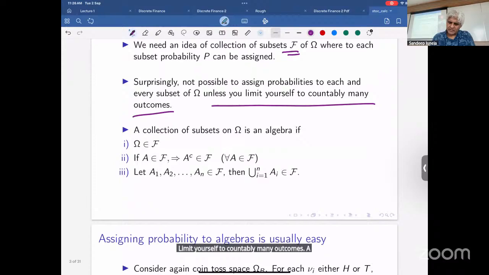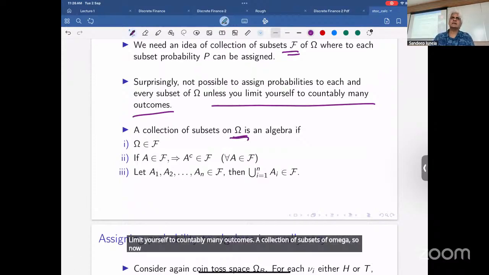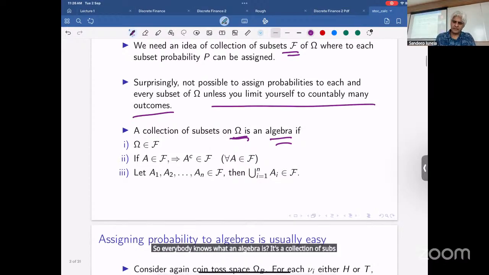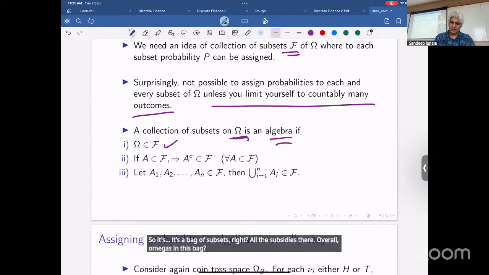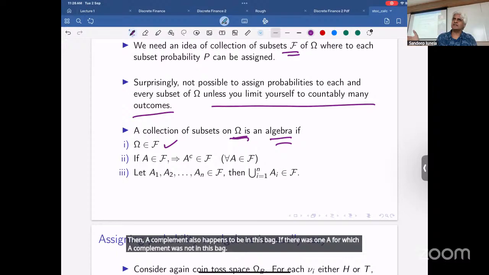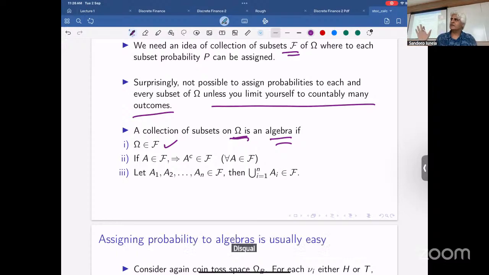A collection of subsets of omega. So now we'll start collecting subsets where we can assign probabilities. That's where we're going with this. So we'll start with an algebra. So everybody knows what an algebra is? It's a collection of subsets, so it's a bag of subsets, right? All the subsets are there. Overall, omega is in this bag. If you happen to find a set A in this bag, then A complement also happens to be in this bag. If there was one A for which A complement was not in this bag, it's no longer an algebra. It's disqualified, right?